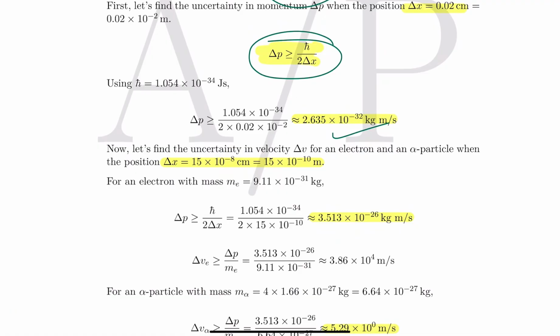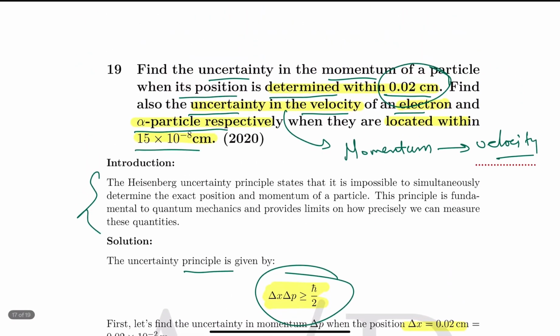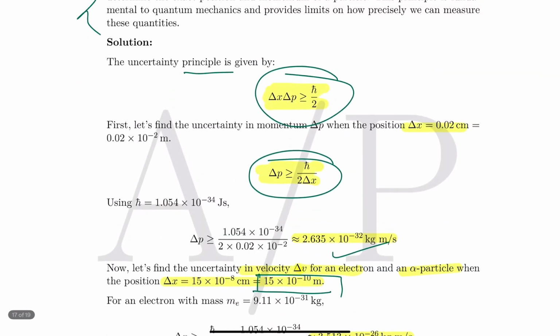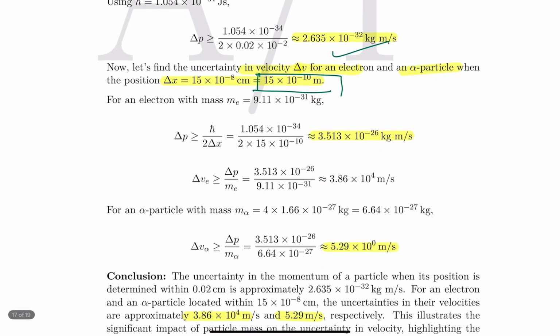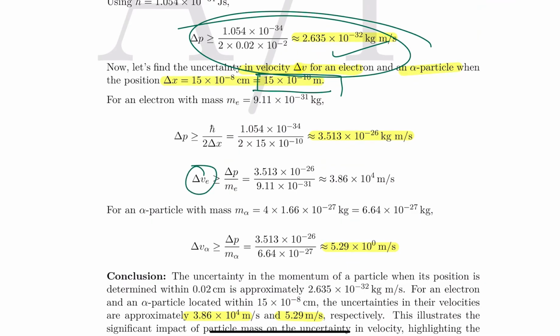Now you have the momentum, so there is another case. You need to find the uncertainty in velocity for electron and for alpha particle both, but this time the uncertainty in the position is of this particular order, that is 15 multiplied by 10 to the power minus 10 centimeter, or yes, meter. In centimeter it is 10 to the power minus 8. So what you are going to do, you have the momentum already here, you just utilize that value to find the uncertainty in the velocity.